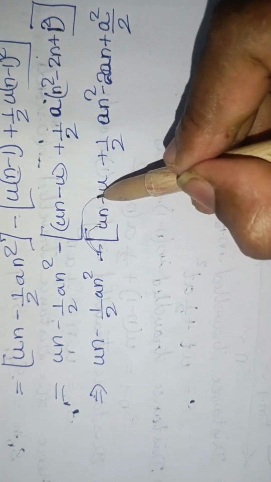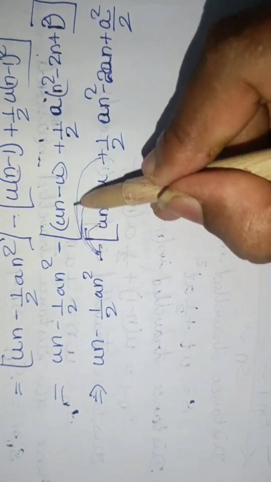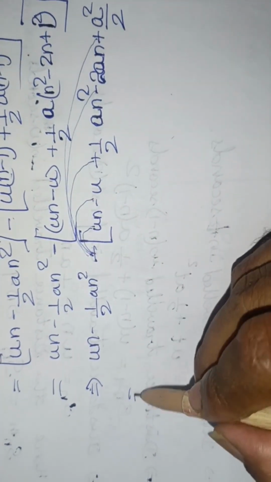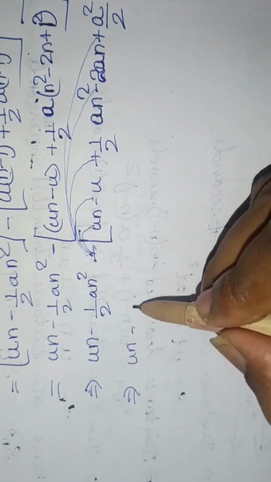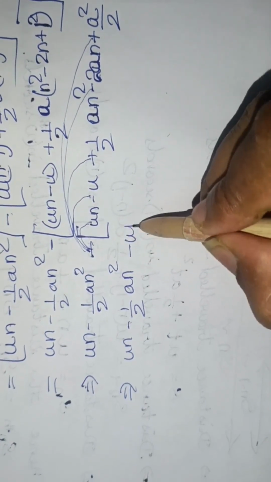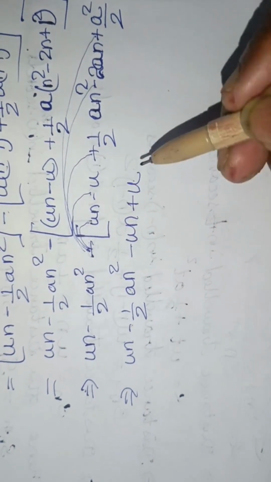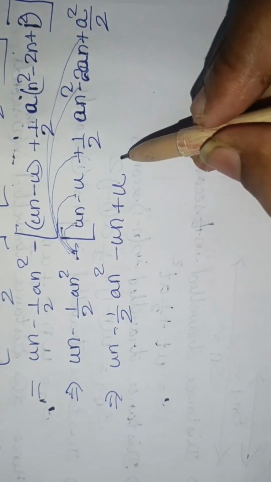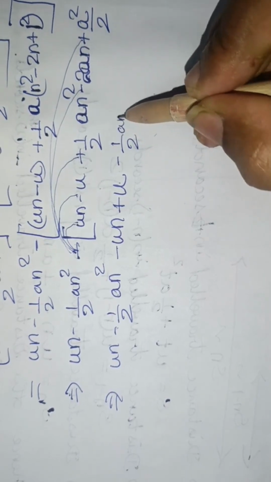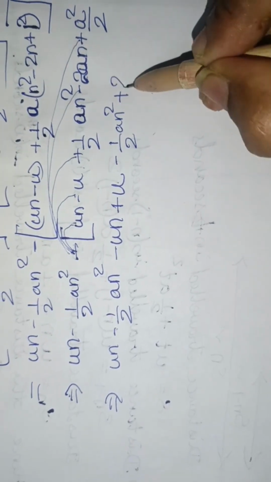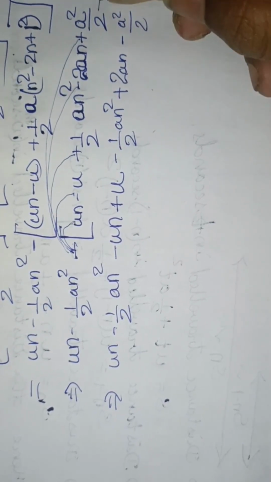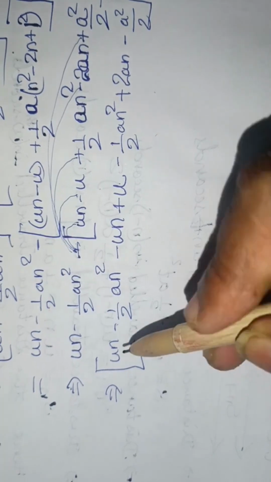First one inside, second one inside, third one, fourth one, and followed by fifth one. So this is how we have to insert the minus sign inside the equation. Half times of a n square minus u n plus u. Clear? Minus minus will become plus. Minus times of half times of a n square will be plus times of 2an and minus times of a square by 2. The whole bracket is becoming one single bracket.